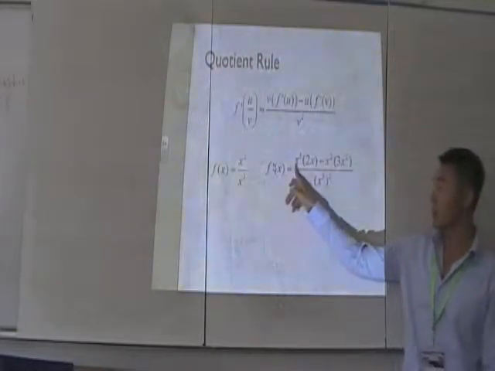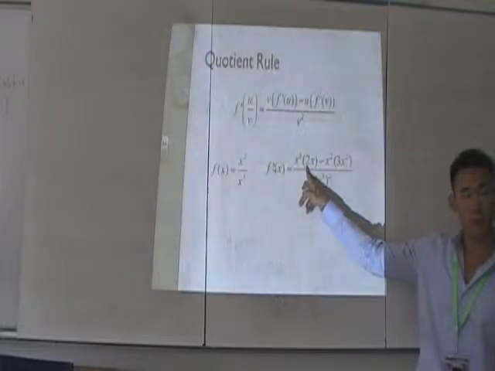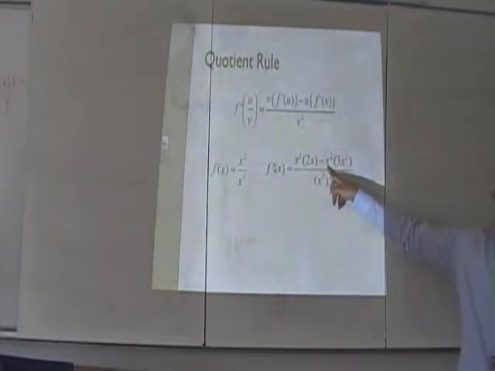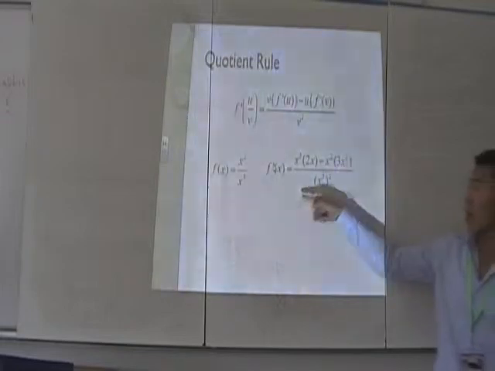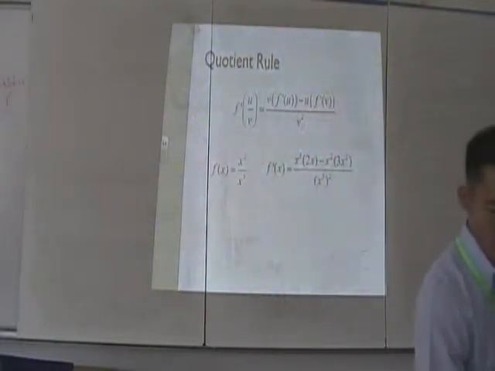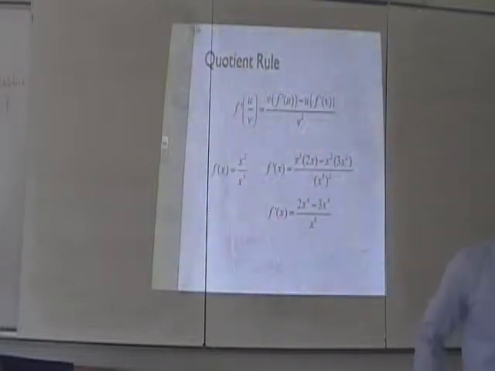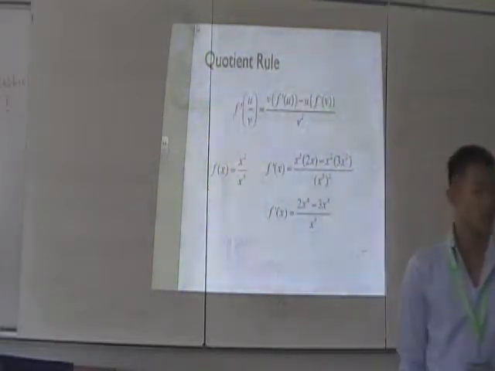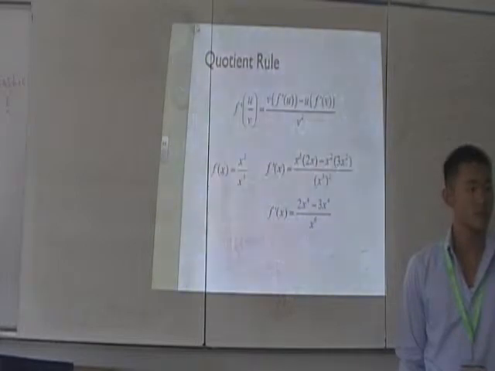So again, the bottom thing times the derivative of the top thing minus the top thing times the derivative of the bottom thing all over the bottom thing squared. Any questions there? Now you would simplify it. So we get 2x cubed minus 3x cubed, to the fourth, over x to the sixth. Oh, yeah, cubed, I fixed it. That's to the fourth after that.